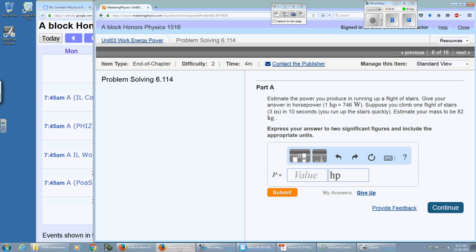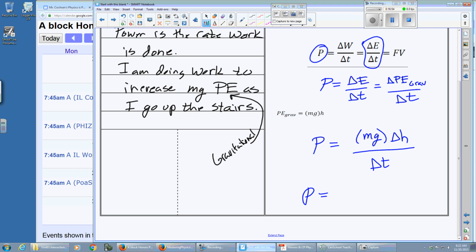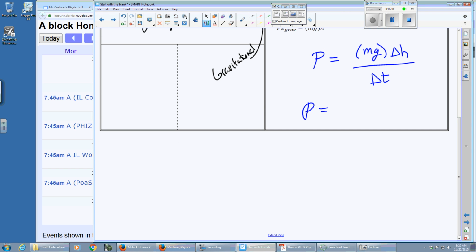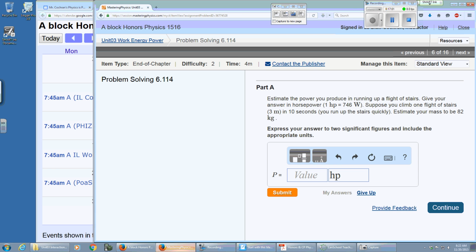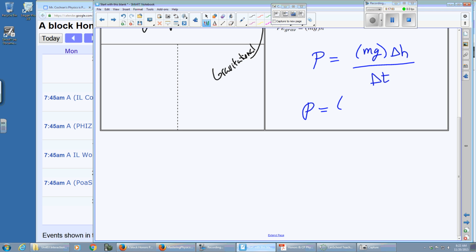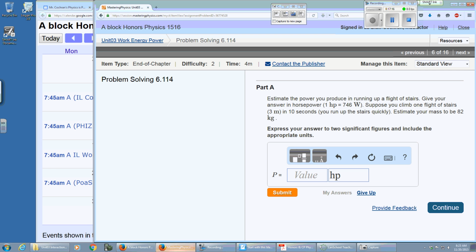So let's grab them. They tell me my mass is 82 kilograms. What planet are they assuming that I'm on? Earth. All right. So I'm going to assume that also. So what was that, 82? That's Friday. There you go. Okay. So I'm going to have 82 kilograms times 9.81 newtons per kilogram. And then the height that I go up is 3 meters.